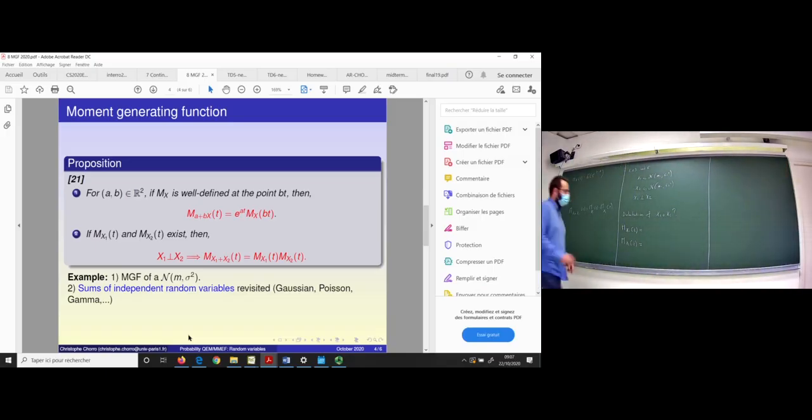It's exponential of t m1 plus sigma 1 squared t squared over 2. You agree? Don't seem surprised, it's something I computed during the previous session. And for the other Gaussian, I have the same.